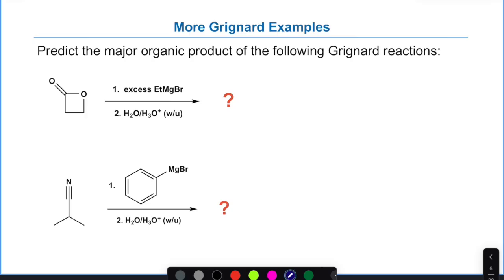So if I looked at these two, and I was just going to do a spot check, this is just a reminder example of what we talked about last time. Excess ethyl magnesium bromide with the first molecule versus phenylmagnesium bromide with the second molecule. What are your two products in these cases? What are you generating? So in the first one, that's going to be my nucleophile.